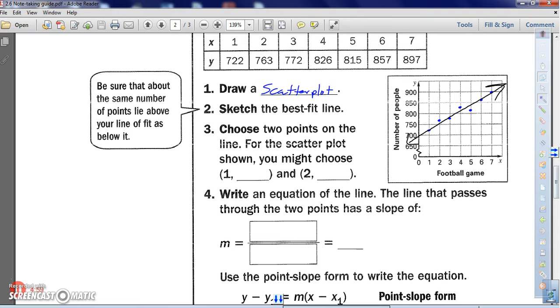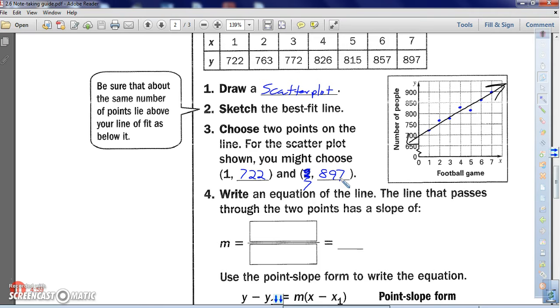Now, in the notes here, they suggest that we use the point (1, 722) and (2, 763). However, I'm going to suggest that if you use the point (2, 763), that would not be a line that goes through those points very well. So I'm going to change that. I'm actually going to use the point (7, 897). So let's use those 2 points. I think those better represent the line.